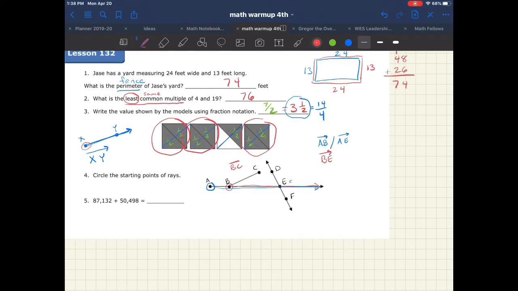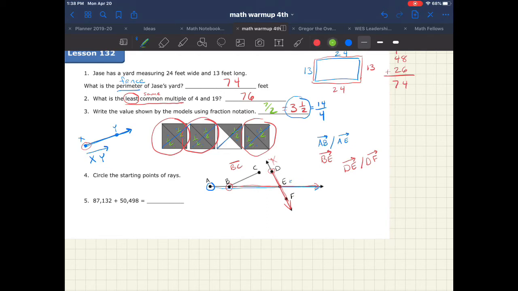Let's look at D. Now, if you have a ray, it has to go through another point. So D can't be a ray going off up that way. That doesn't work. But it can be a ray going this way. So we could say DE is a ray, and it would be the same thing if we called it DF, because that is still all going this way. Whether it starts at D and goes through E or goes through F, it's the same ray. So D can be the beginning.